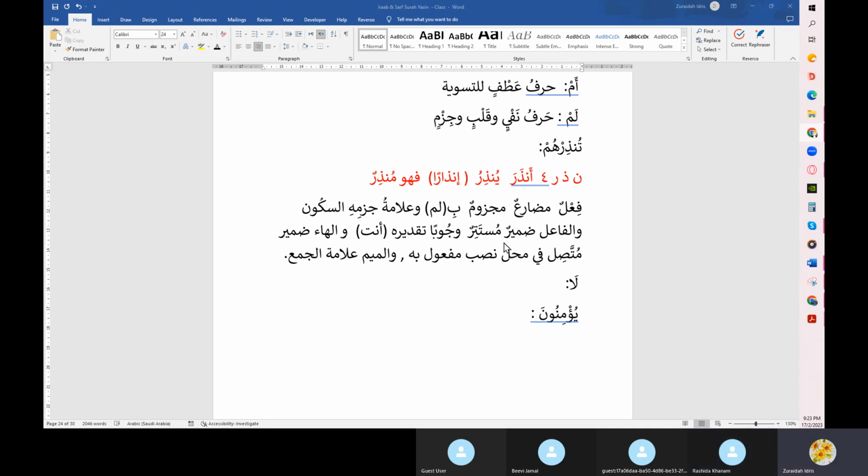Okay, let's look at this sentence. How would I translate this sentence? And the fa'il is an implied pronoun, which is wujuban. And the fa'il is a hidden pronoun.